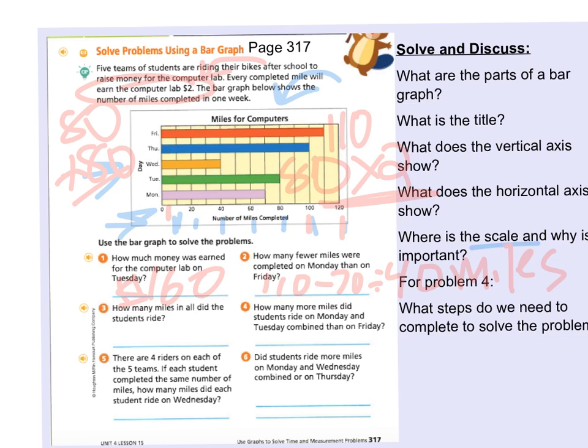How many miles did all the students ride? So you'd have to add them all up. Wow. If any of the other ones have to do with money, then remember you have to do that doubling, so multiplying by 2. But otherwise, you guys should be good.